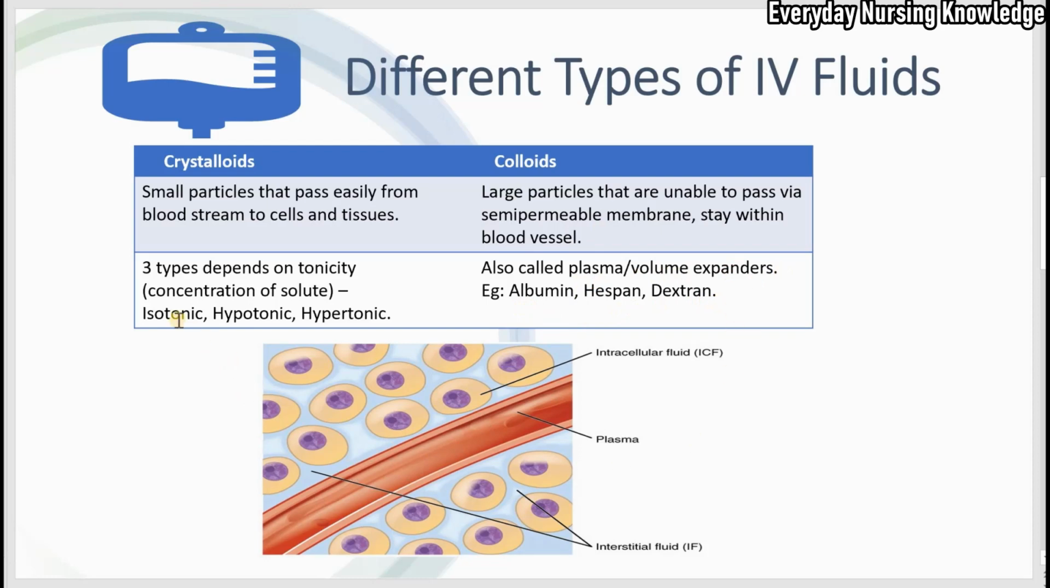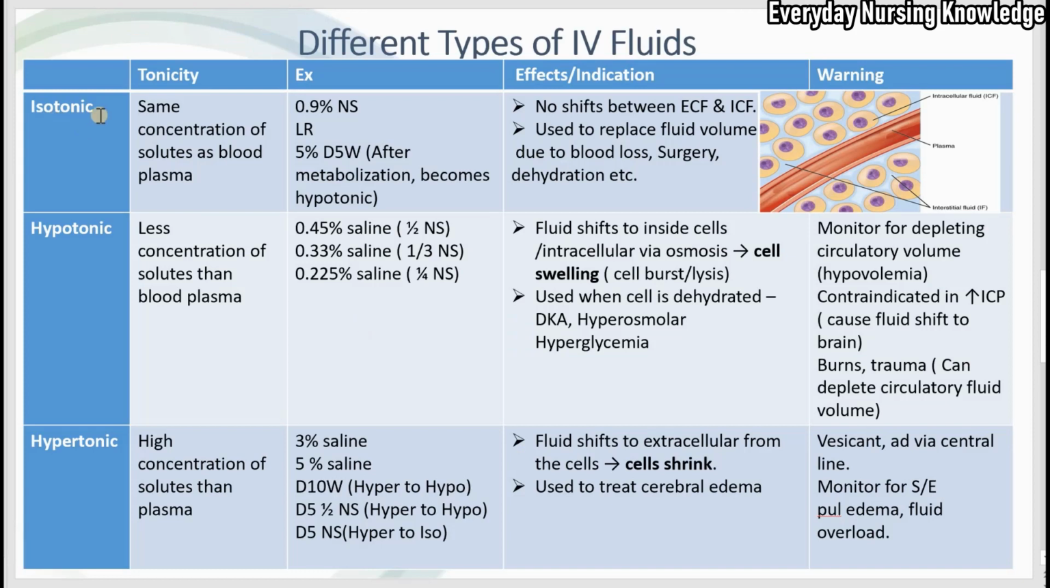Now let's see the difference between isotonic, hypotonic, and hypertonic. Isotonic means it has the same concentration of solutes as the blood plasma. Iso means same, tonic means tonicity, the same concentration as blood plasma. A few examples are 0.9% saline, LR, and 5% dextrose in water, D5W.